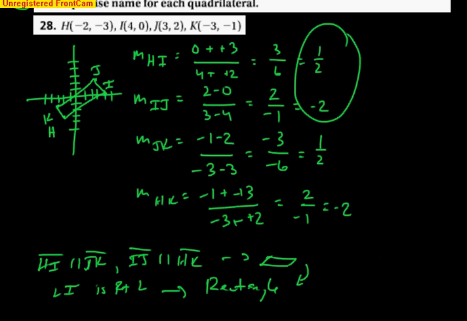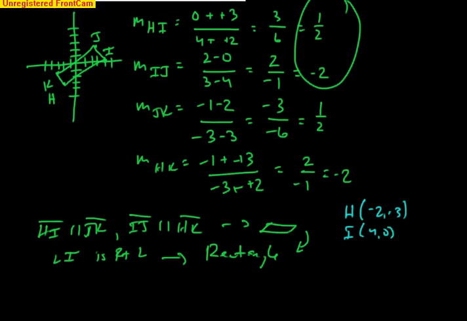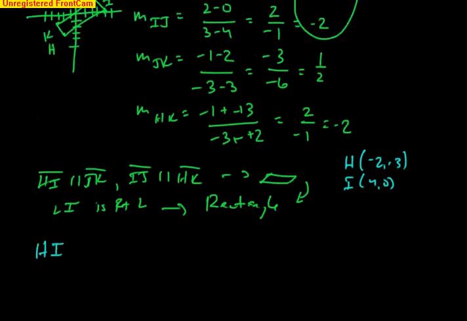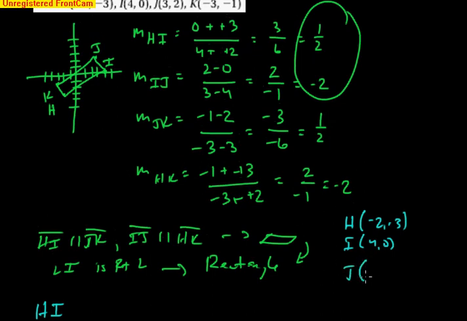Alright? So we need to find 2 lengths, and I'll do them in a different color, light blue. We're going to find 2 consecutive lengths, and I'm going to do HI and JK. I'm going to write those down right here, because I have to scroll down. And again, if they come out to be the same, then I know this is a square. If they're different, then it's just a rectangle. So let's see. Oh, and I need IJ as well. Sorry.